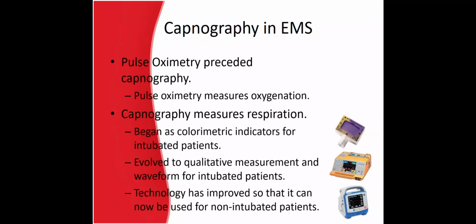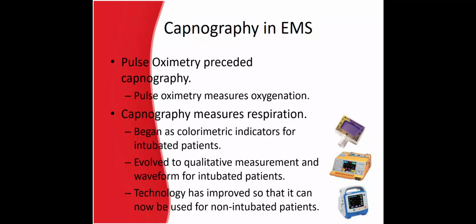Capnography in EMS is no longer new. In Indiana, waveform capnography is a BLS skill. EMS began to monitor oxygenation with the use of pulse oximetry. Pulse oximetry measures the density of red blood cells. In low perfusion states, the pulse oximeter may not be able to detect red blood cells or may be inaccurate. Even when it does detect red blood cells, there is often a lag time of several minutes.